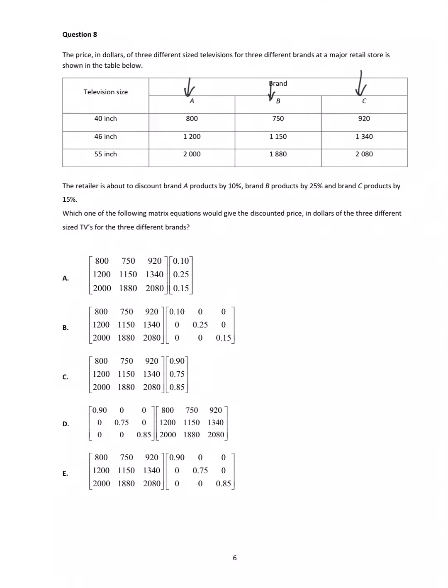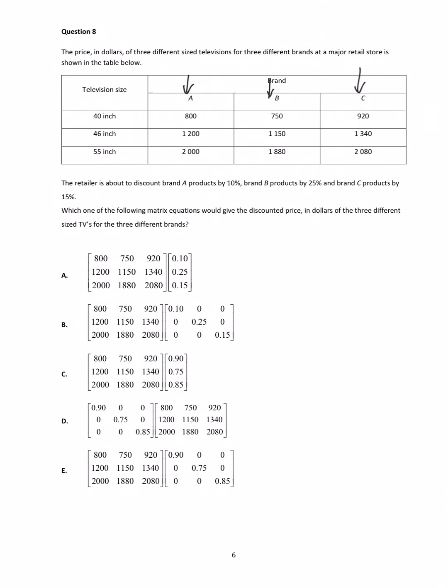The retailer is about to discount brand A products by 10%, brand B products by 25%, and brand C products by 15%. Which of the following matrix equations would give the discounted price in dollars of the 3 different size TVs for the 3 different brands?